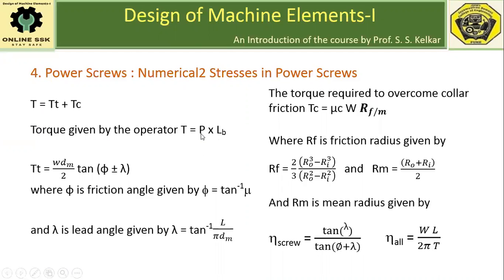Sometimes the power screws are provided with hand wheels to operate them, to rotate them. In such cases, if the hand wheel is a smaller one, then we have to use the radius of the hand wheel as the value of Lb. If the hand wheel is a larger one, with diameter of the order of 500 millimeter or greater, then it is assumed that the operator is rotating the hand wheel using both of his hands. Therefore, the value of Lb is assumed as the diameter of the hand wheel.